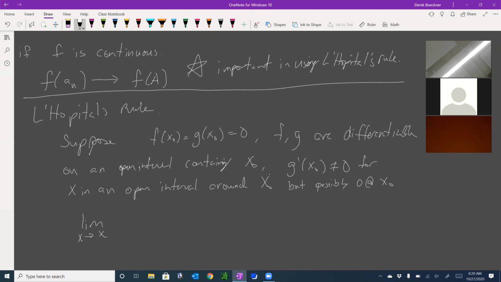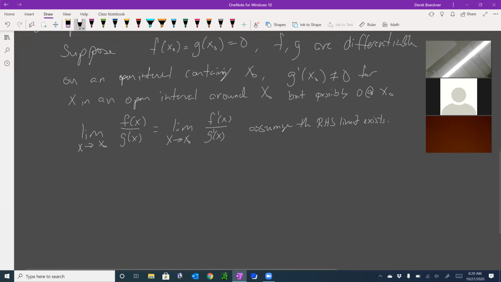The limit as x goes to x naught of f of x over g of x is equal to the limit as x goes to x naught of f prime of x over g prime of x, assuming that this limit exists. Okay, so let's see a quick application of this.